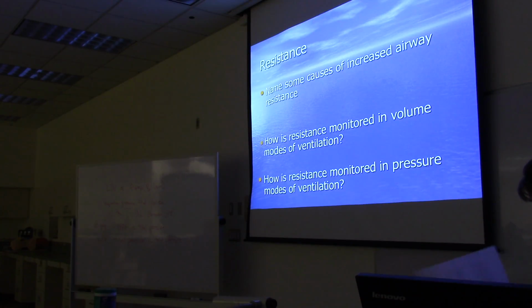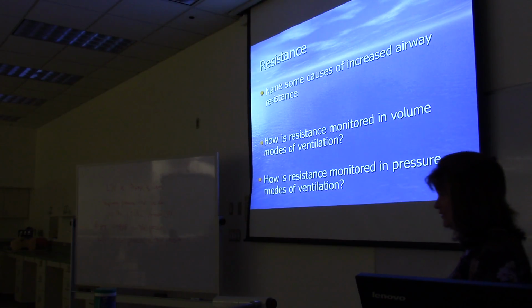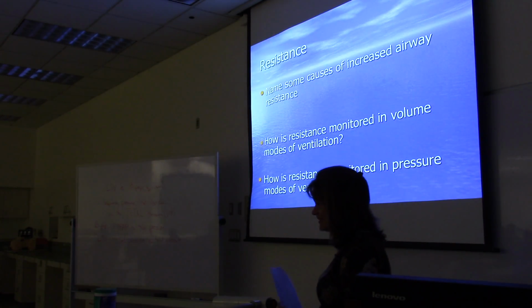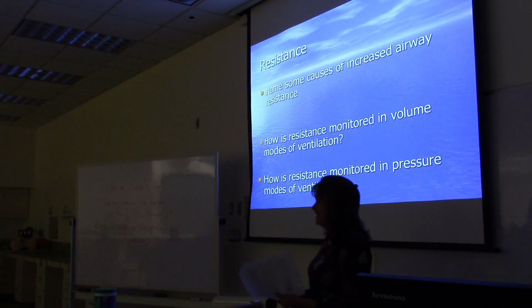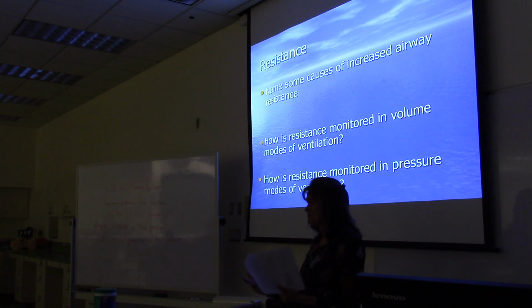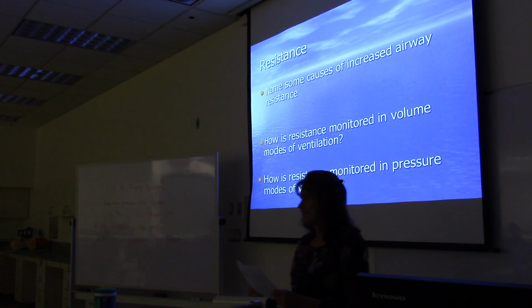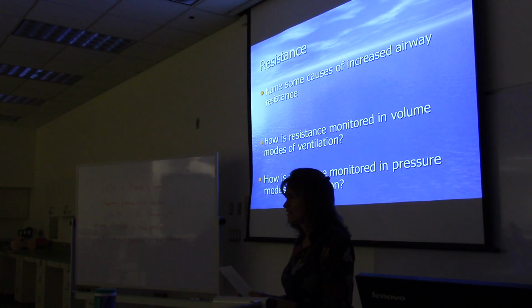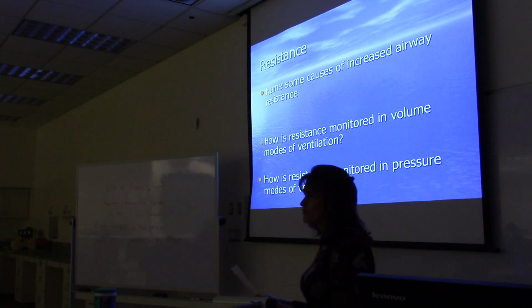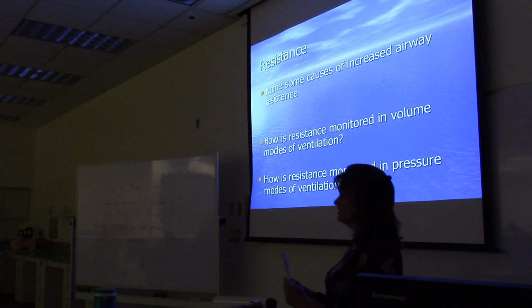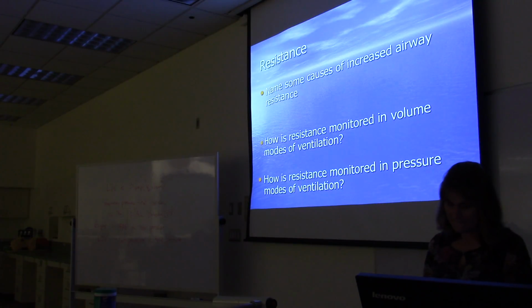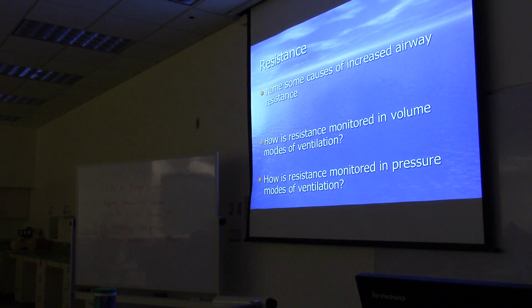Resistance. Name some causes of increased airway resistance. You probably can say this in your sleep by now, can't you? Bronchospasm. Secretions. Small ET tube or biting on the ET tube. Cough. Curved tube. Yes, it's true. Very good. Did you mention bronchospasm? Yeah.